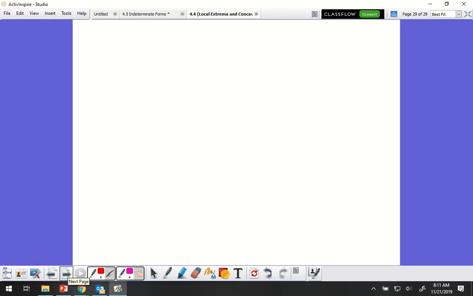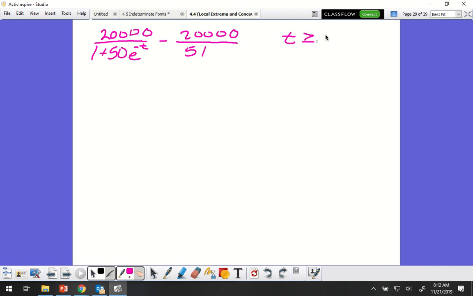What do we got? 20,000 over 1 plus 50 e to the negative t, minus 20,000 over 51. And t is going to be greater than or equal to 0, so that means there's no negative time. I thought I changed this already. There we go. Okay, and so this is my r function.